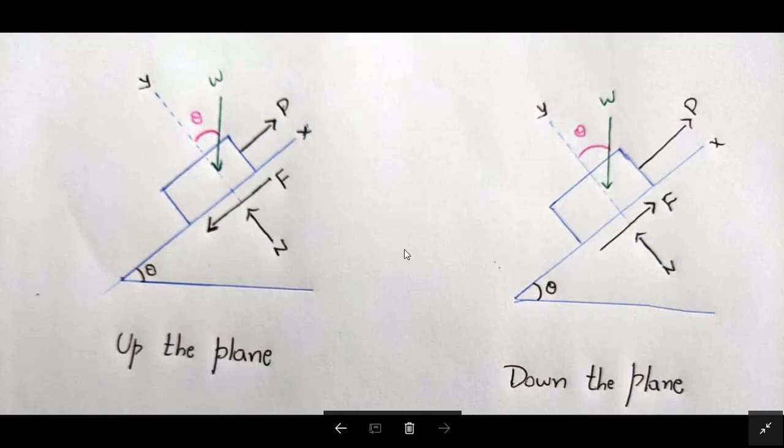Whenever a question mentions impending motion, you need to consider both the cases, that is impending motion up the plane and impending motion down the plane. Considering both the cases, you need to find out the respective values which have been asked for.